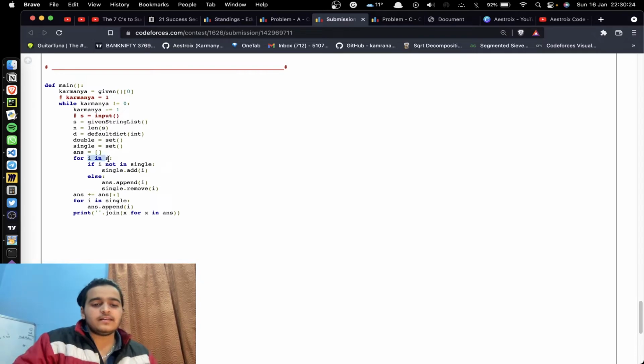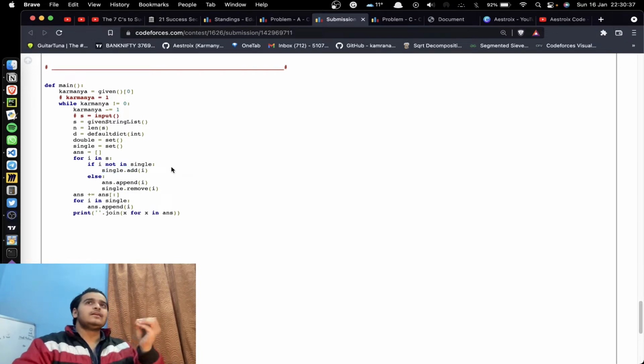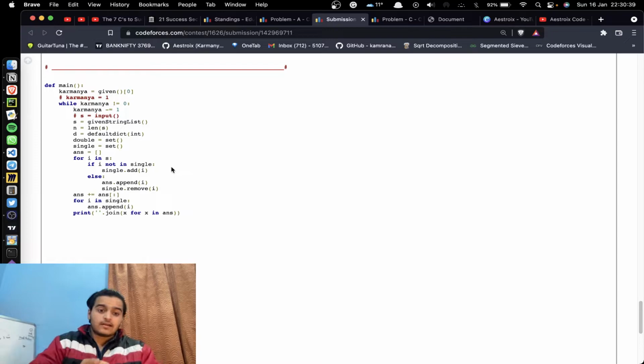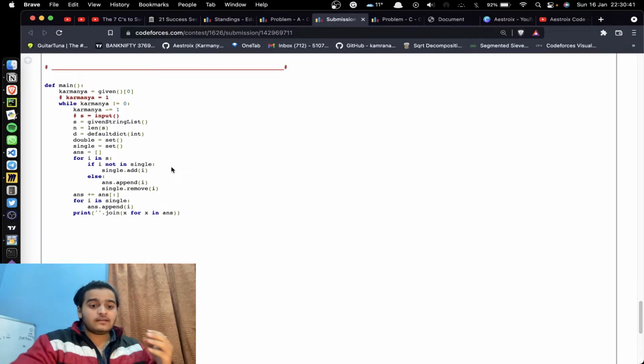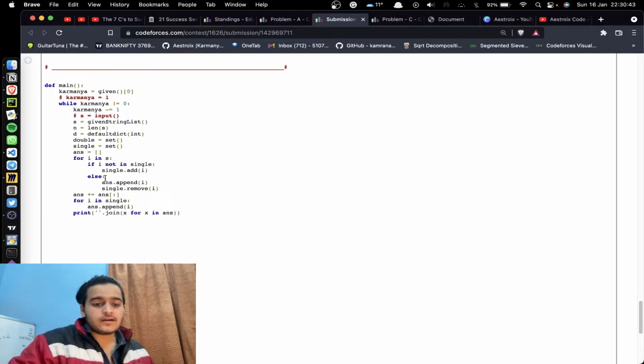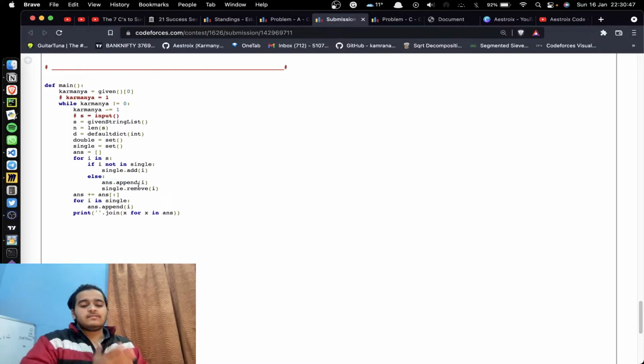I'm iterating over the whole string, and if the element which I encounter is not already present in the set single, I add it to single. So I'm keeping an account of the letters which occur once. And if I encounter the same letter again, I append it to my answer, and I remove that element from the single set.